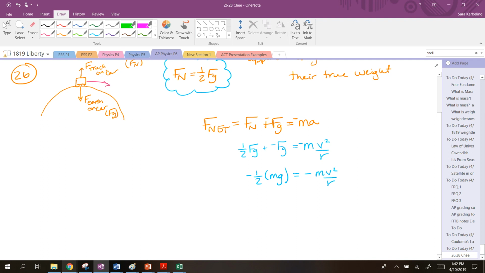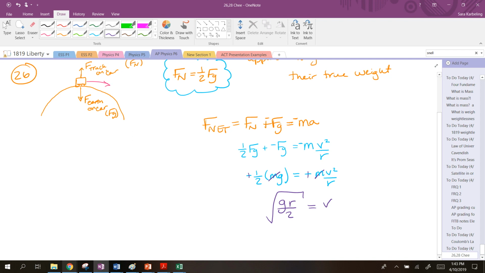I noticed that there are a couple things that can be canceled out there. Mass can go away, which is good. In a lot of these problems the masses go away, which is good because that means everybody's going to feel the same effect. It would be weird if you felt a different effect going over that hill if you were more or less massive, right? The m's go away. Negative signs are gone. And now we can just solve for v. That's going to be g times r over 2. The square root of that is v.